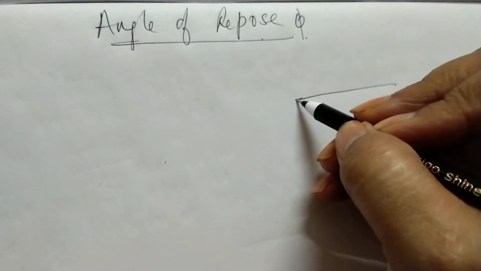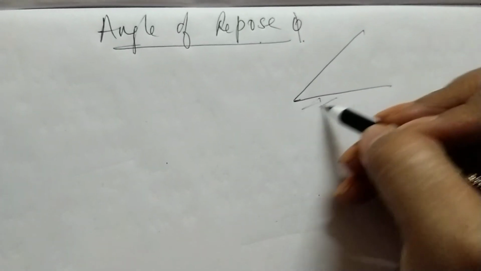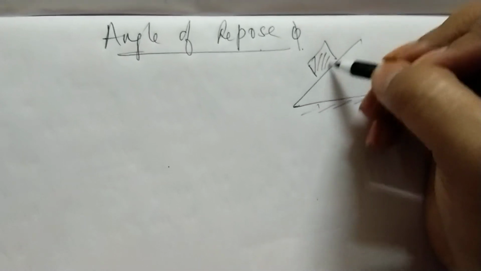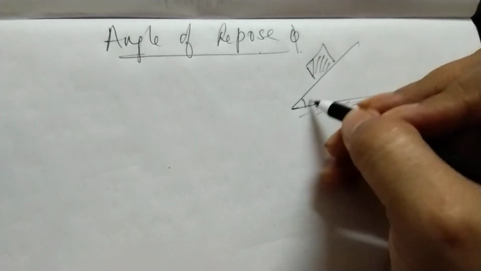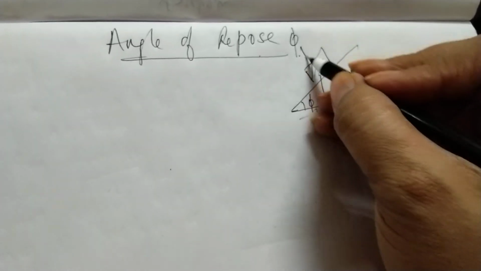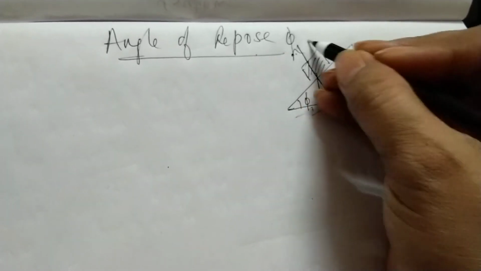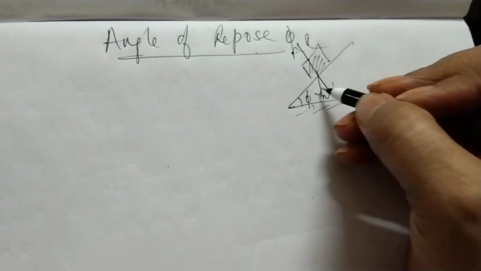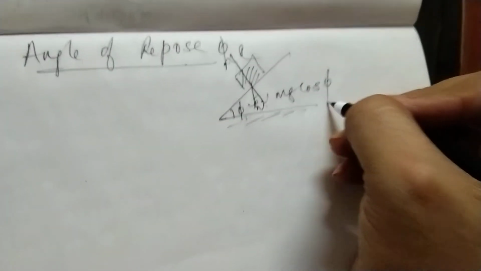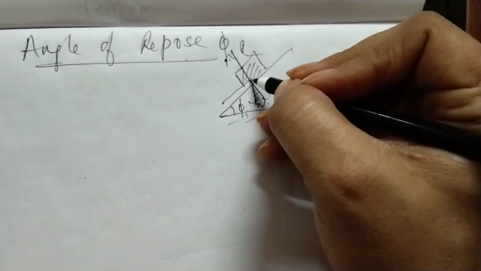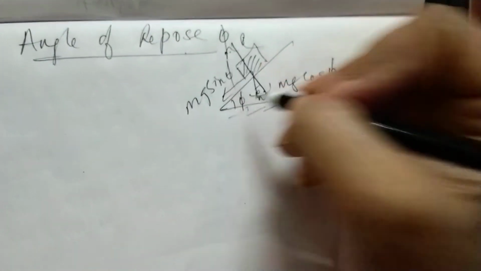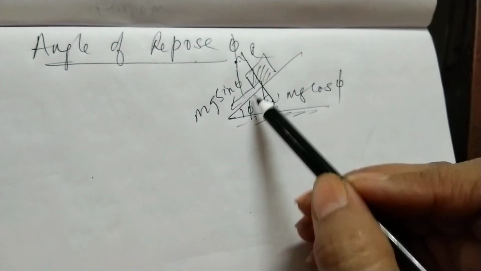This is the horizontal surface, and here we have taken a block. Here this is phi we are considering, this is the weight W, and this is the normal reaction, and this is phi, and this is mg cos phi, and this side is mg sin phi. This is the normal way we do it.